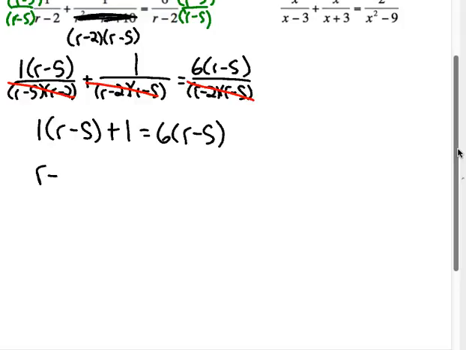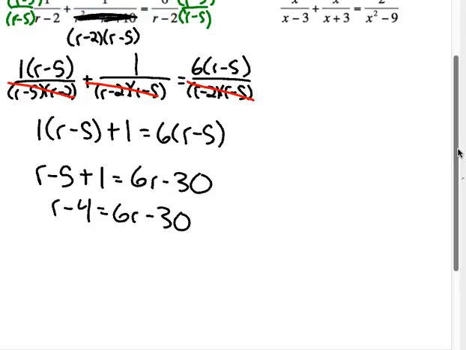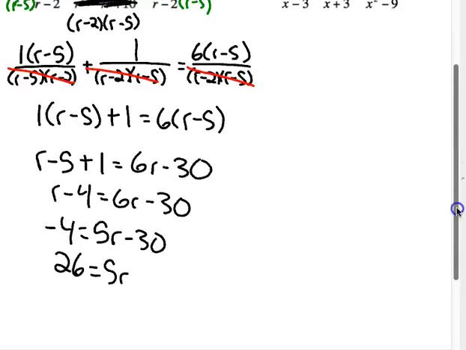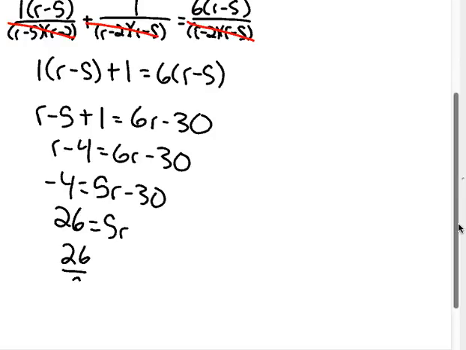So r minus 5 plus 1 equals 6r minus 30. So this is really r minus 4 over here, 6r minus 30. Let's subtract r from both sides. Let's add 30 to both sides. And now divide by 5. So r is going to be 26 fifths. Don't be afraid if you get a decimal or fractional answer. It does happen in these. Oftentimes it doesn't turn out as nicely as other problems we've done throughout the year.